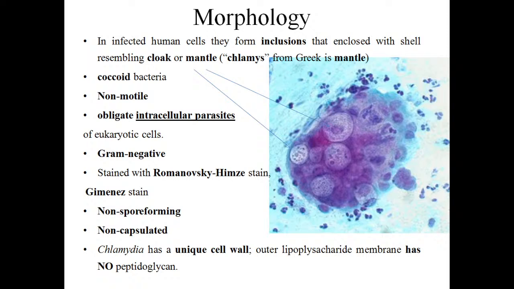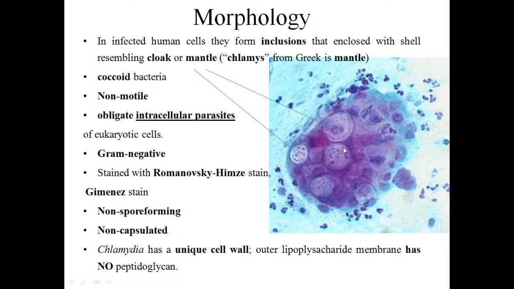Morphology of Chlamydia. Firstly, why is it named Chlamydia? In infected human cells, these bacteria form inclusions that are enclosed with a shell resembling a cloak or mantle. Look here, please, at this photo. This is an infected human cell, epithelial cell. These are inclusions or inclusion bodies. This one, this one, this one. And chlamydia are very small, inside this inclusion body. So these inclusions are enclosed with a shell that resembles a mantle or cloak. And in the Greek language, mantle is named chlamys. So chlamydia are present inside this inclusion.